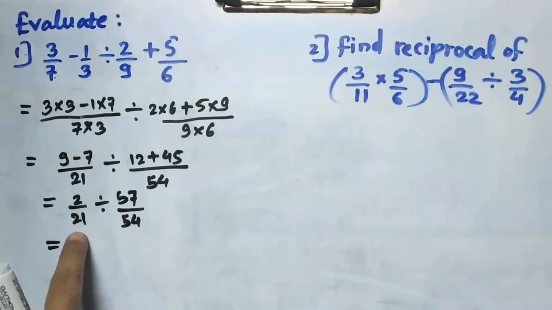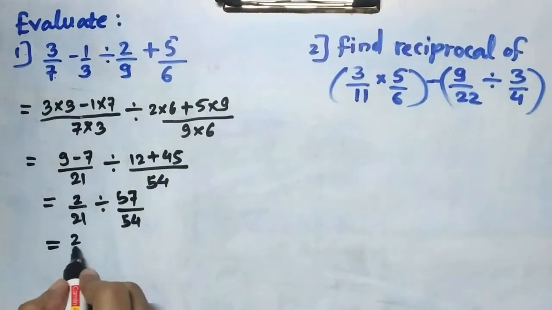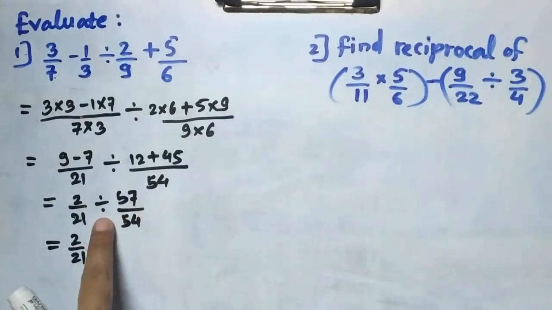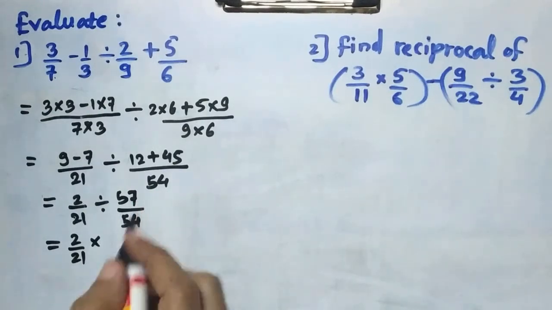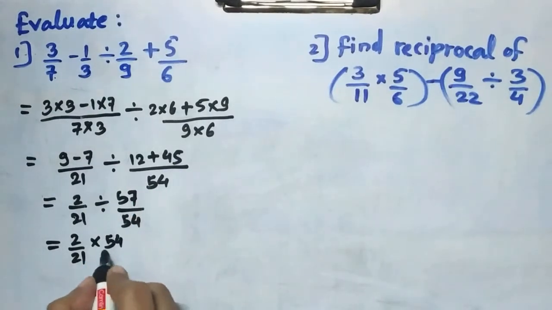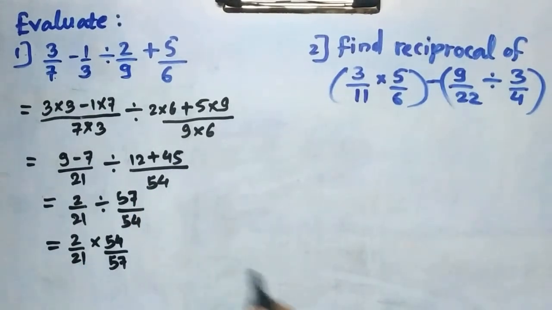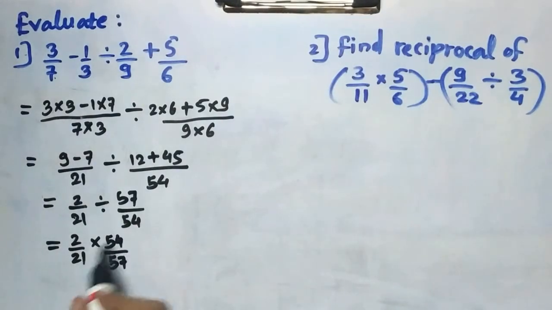We need to keep the first rational number as it is, that is 2 by 21, change the division sign into multiplication, and take the reciprocal of 57 upon 54. It will become 54 upon 57. Friends, if possible you can divide. Here 21 and 54 go in the 3's table.